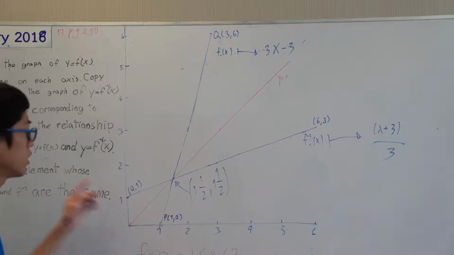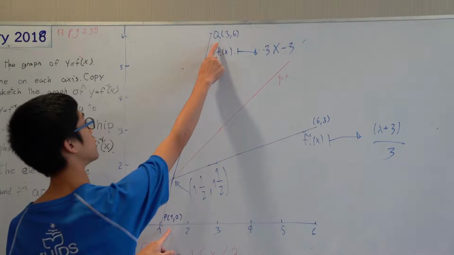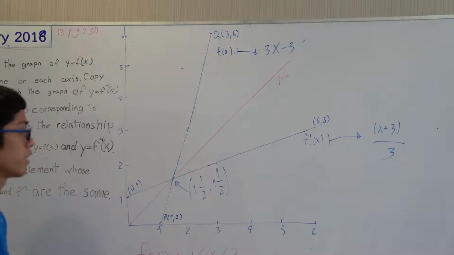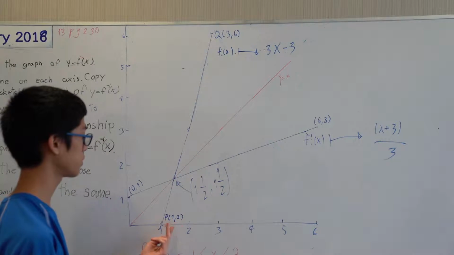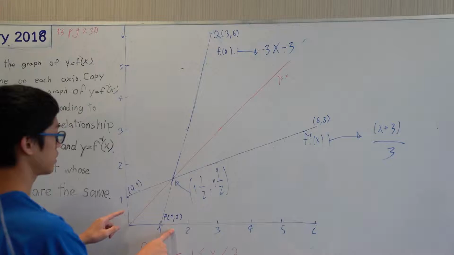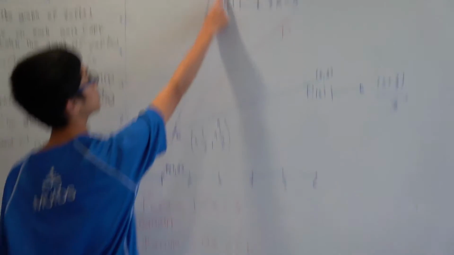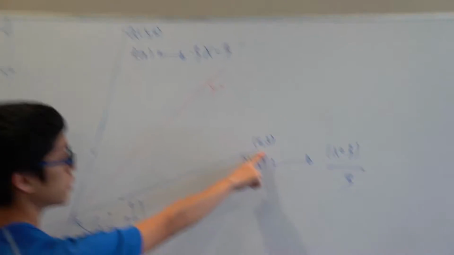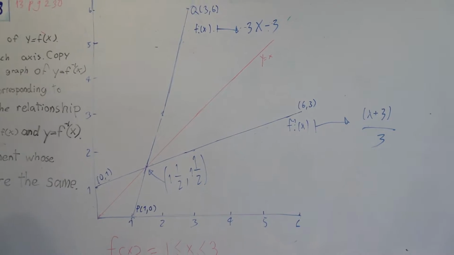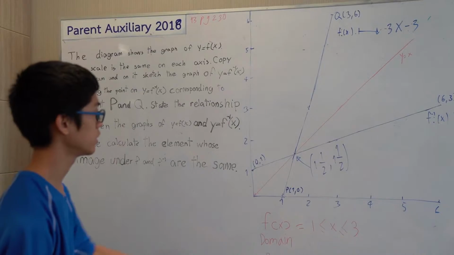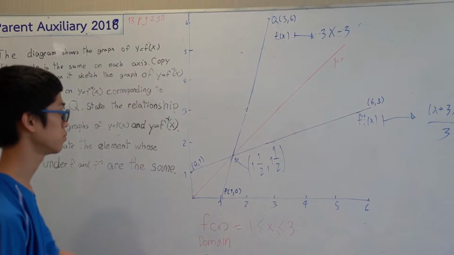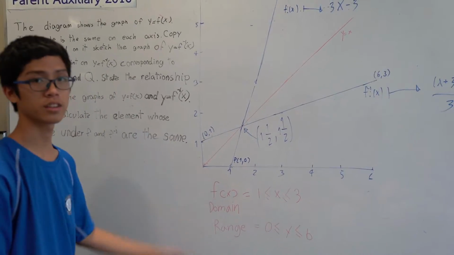So we're given these two points and we need to find the reflection of this. For the reflection, we just swap the x and y. So this will go to this, and this Q will go to this. And find the relationship between this and this. So it's basically the reflection.